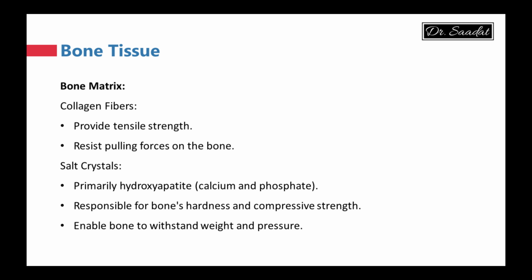Bone matrix. The bone matrix, the scaffolding that gives bone its structure, is a composite material consisting of two main components. Collagen fibers. These protein fibers provide tensile strength, resisting pulling forces on the bone. Salt crystals, such as hydroxyapatite. Minerals such as calcium and phosphate incorporate with other inorganic salts like magnesium, fluoride, and sulfate to form hydroxyapatite crystals, which are responsible for bone's hardness and compressive strength. These crystals act like a dense mineral filling, giving bone the ability to withstand weight and pressure.